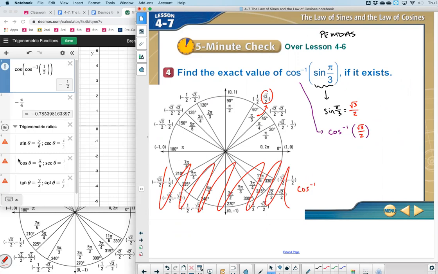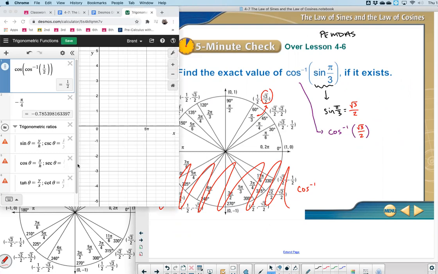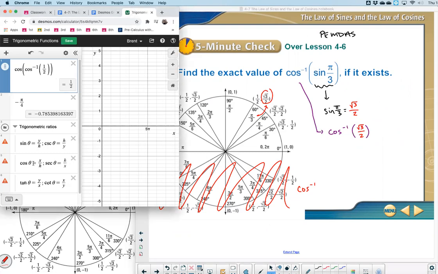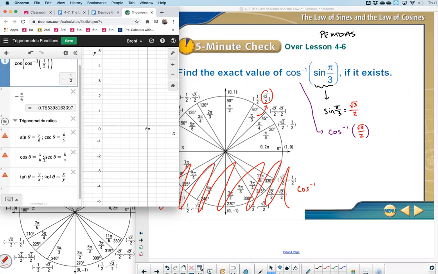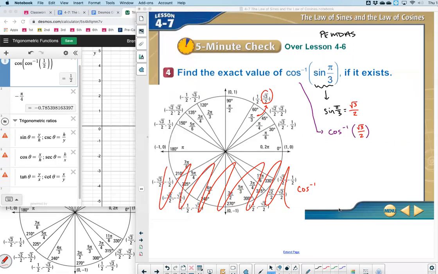And by the way, this would be true for secant. Let me widen this just a tad. Cosine and secant would share the same domain. Inverses, you would do the same thing. Sine, cosecant, so on and so forth. Okay, they share along those lines.